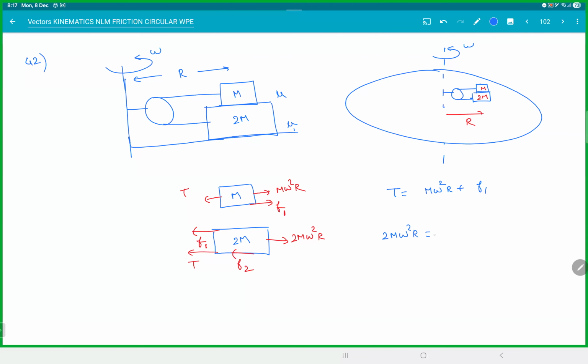This will be 2M omega square will be tension plus F1 plus F2. Take the tension, substitute here. 2M omega square. This will be M omega square R plus 2F1 plus F2. This is m omega square r, and F1 will be 2 into mu mg, and F2 will be mu into 3 mg. This will be 5 mu g by r ka root. Clear?